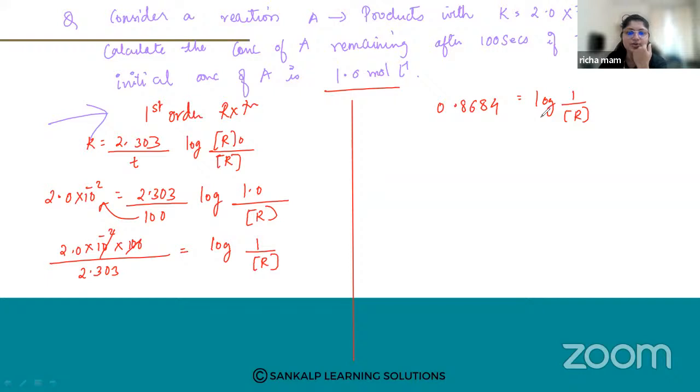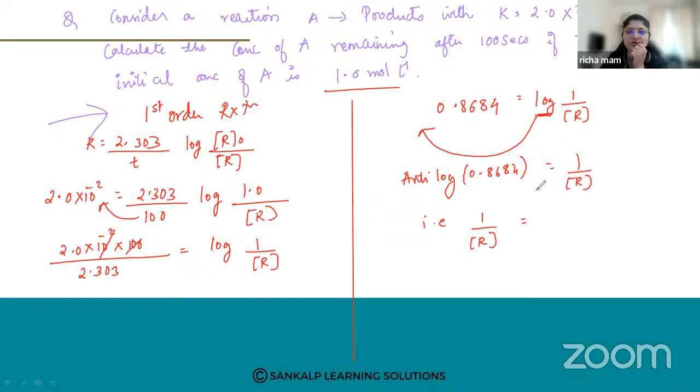So what we are doing now, we are going to shift this log on the other side. So this becomes anti-log. So anti-log of 0.8684 is equals to 1 by concentration of R. So what is the anti-log of 0.8684? Log tables will be given for the exams.